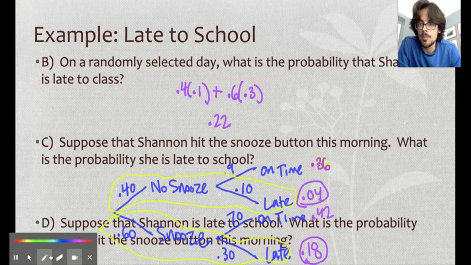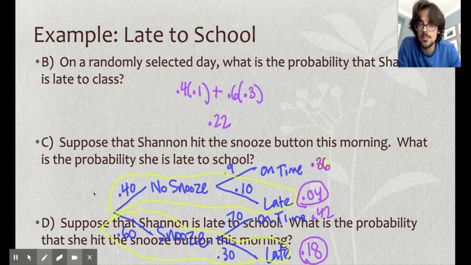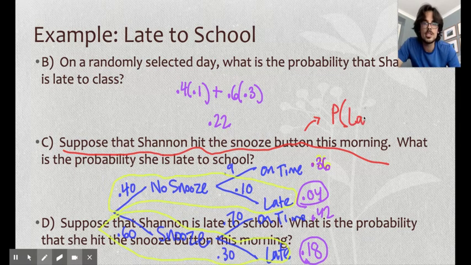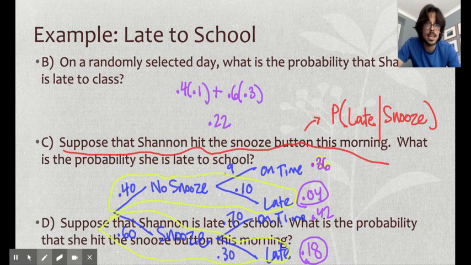All right, so my next problem here. Suppose that Shannon hit the snooze bar this morning. What is the probability she is late to school? This part right here, suppose she hits the snooze button this morning. That is a dressed up conditional probability. It didn't say the word given, but it does say, hey, she hit snooze. If something is locked in, you know it's a conditional probability. So if I was going to write this in symbols, I would be looking for the probability she is late to school, given that we already know she hit snooze. So this is the probability we're being asked to calculate.